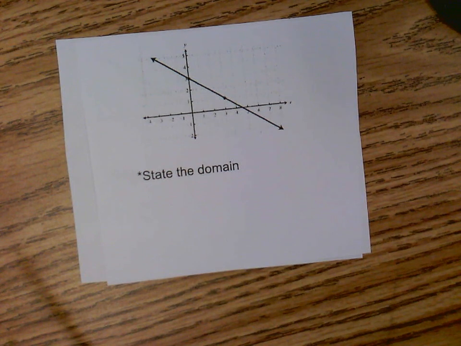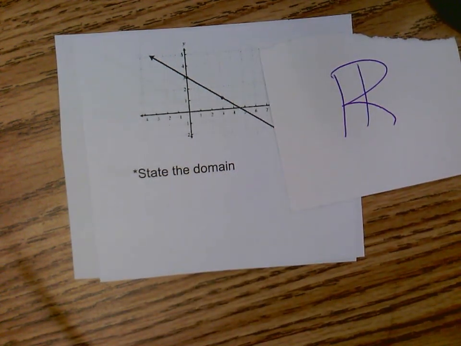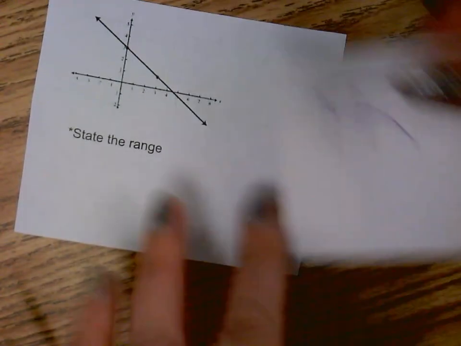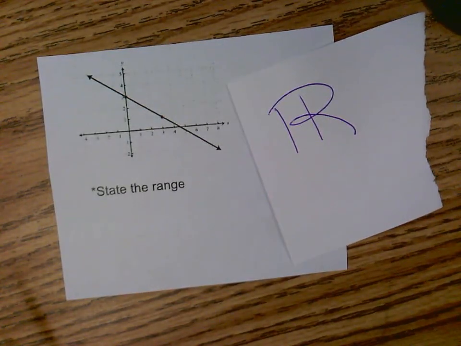So both on the domain and the range card, you can write the boldface capital R. You could write all real numbers. I like to do boldface capital R. It's just two straight lines with the curve of the R. So both domain and range card, you can put all real numbers.